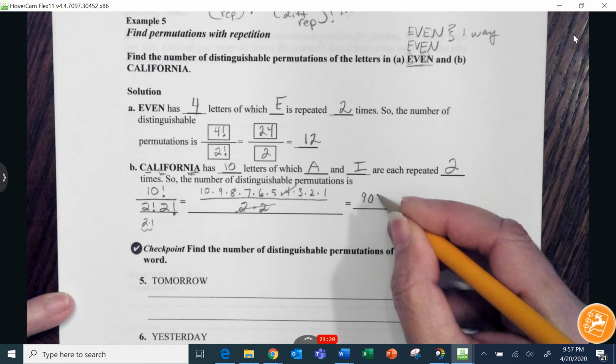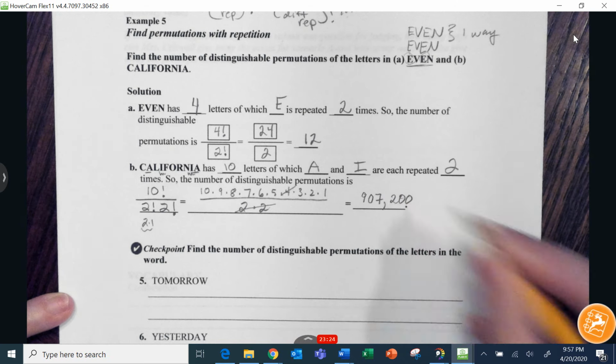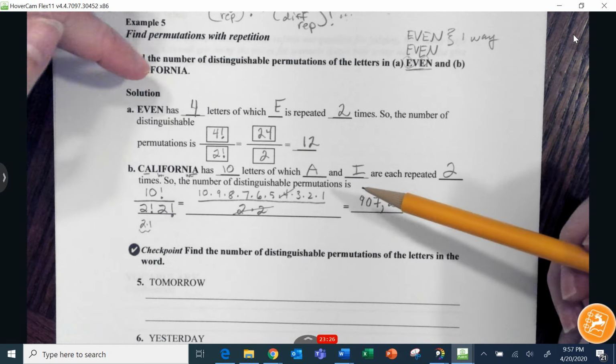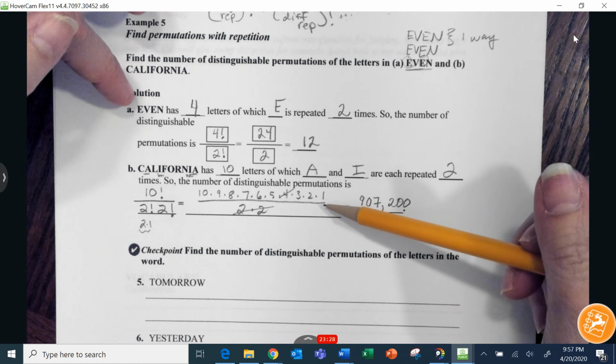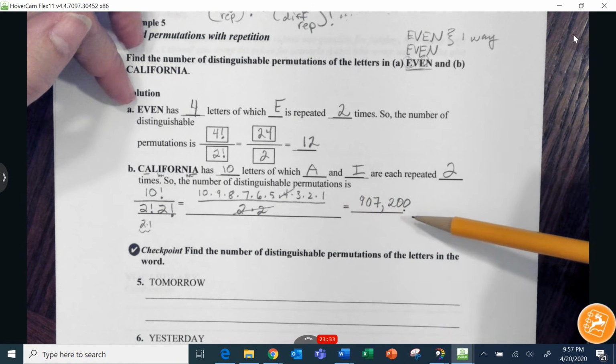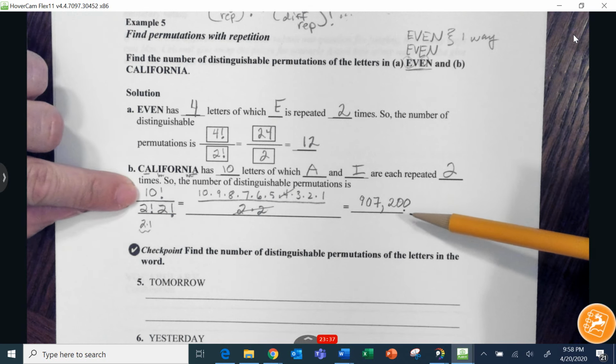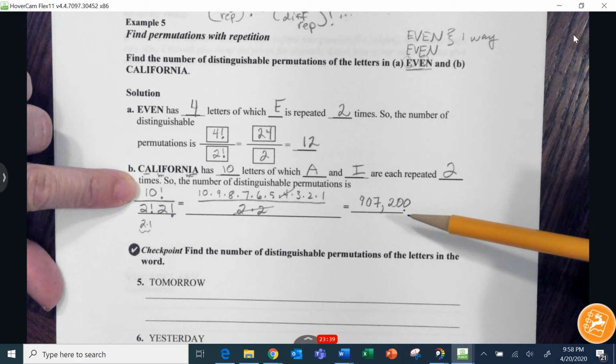However you typed it in your calculator, you should get 907,200. And I'm not really leaving you a lot of time to go type this in your calculator. But you can pause the video at any time. You can pause it right now, type it in your calculator, make sure you get the right answer.